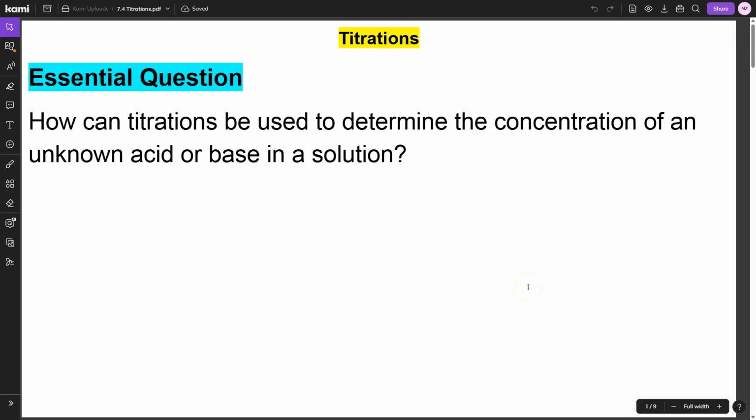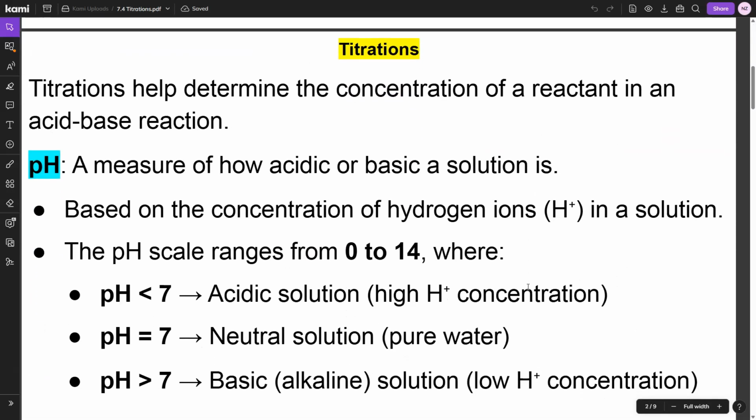In this video, we're going to talk about titrations. And we're going to answer the question, how can titrations be used to determine the concentration of an unknown acid or base in a solution? Titrations are used to determine the concentration of a reactant in an acid-base reaction. And we're going to look at something called pH.